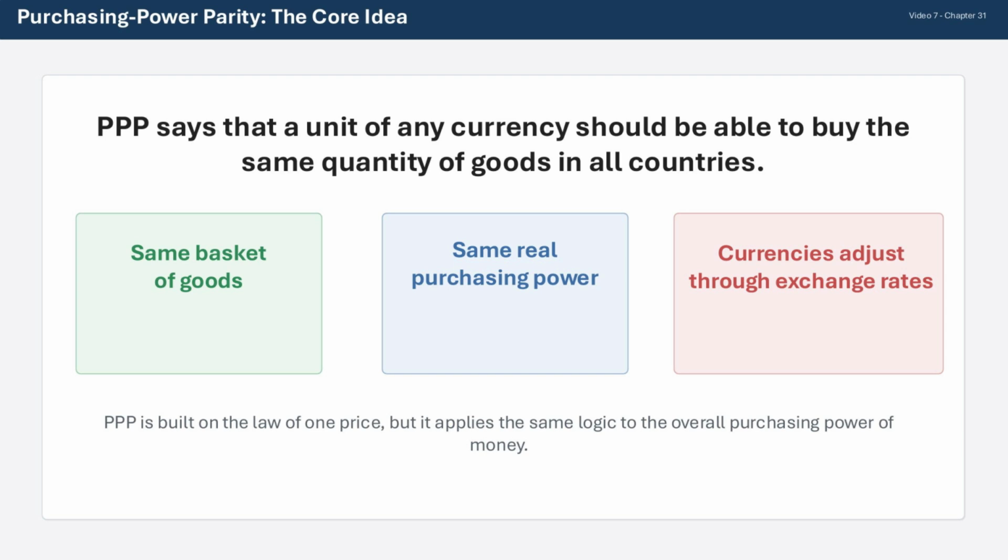So this theory is not really about money by itself. It is about what money can buy. That is why the name matters. Purchasing power parity means equality in purchasing power. And that is also why PPP is such a useful idea in international economics. It gives us a way to connect exchange rates to prices.